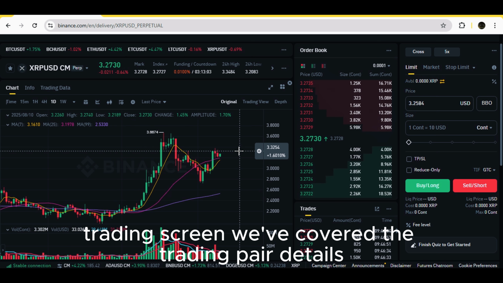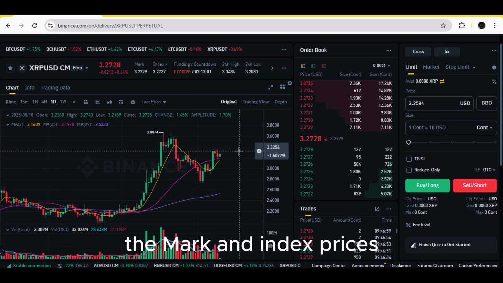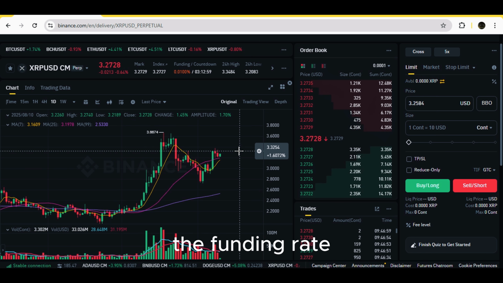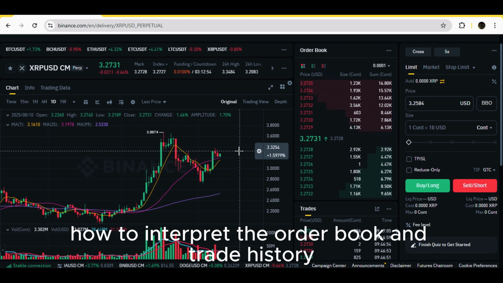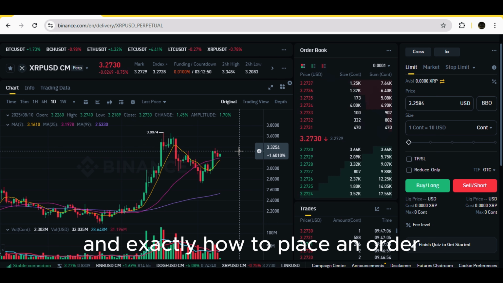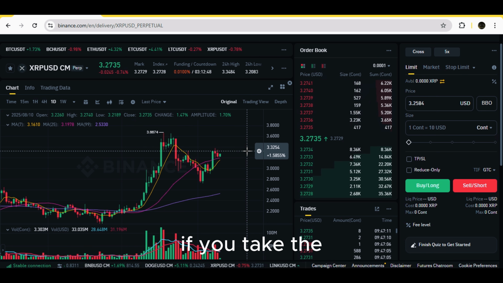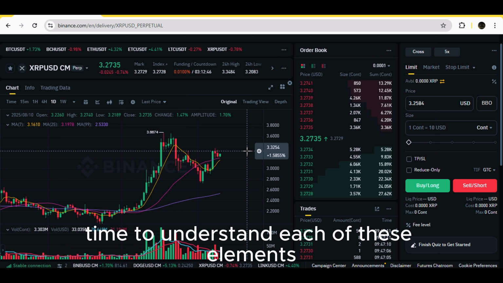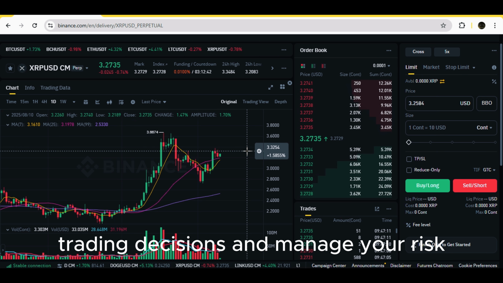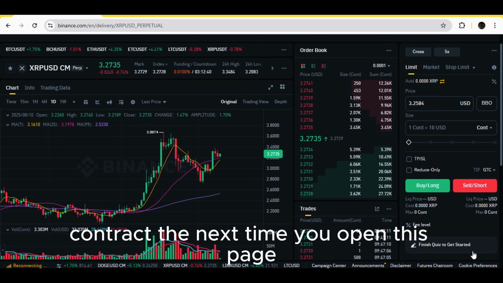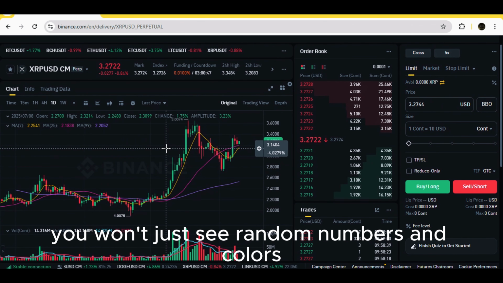We've covered the trading pair details, the mark and index prices, the funding rate, how to read the candlestick chart and moving averages, how to interpret the order book and trade history, and exactly how to place an order. If you take the time to understand each of these elements, you'll be far better equipped to make informed trading decisions and manage your risk. The next time you open this page, you won't just see random numbers and colors.